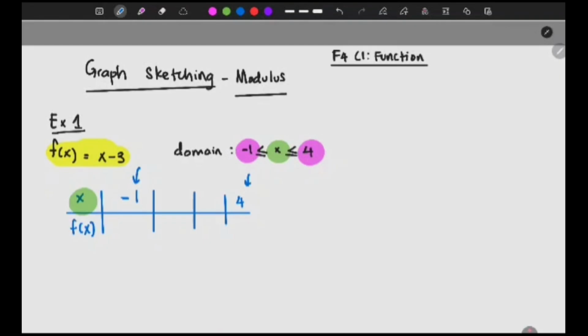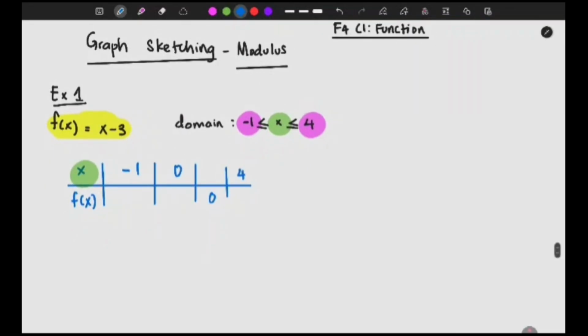And what about the middle part? What are you going to put here and here? As you learned in your lower secondary, if there is no number, the most common number we use is 0. So put 0 in between. And now find the partner of it. So if your x is -1, what is your f(x)? That's what you have to find, right?